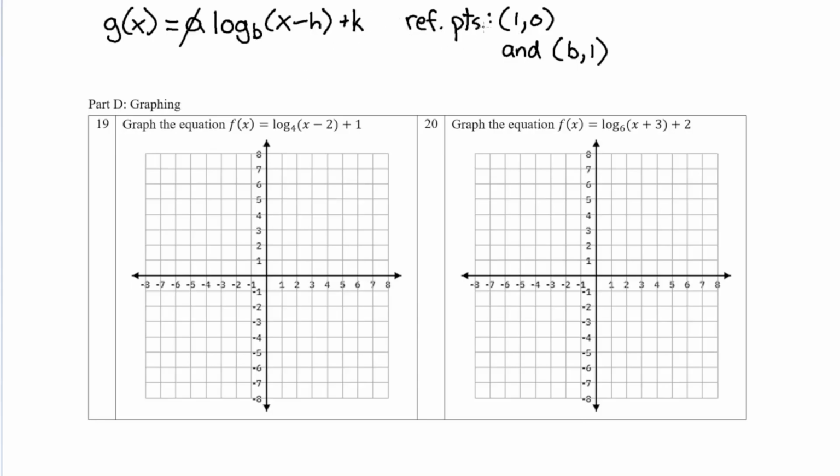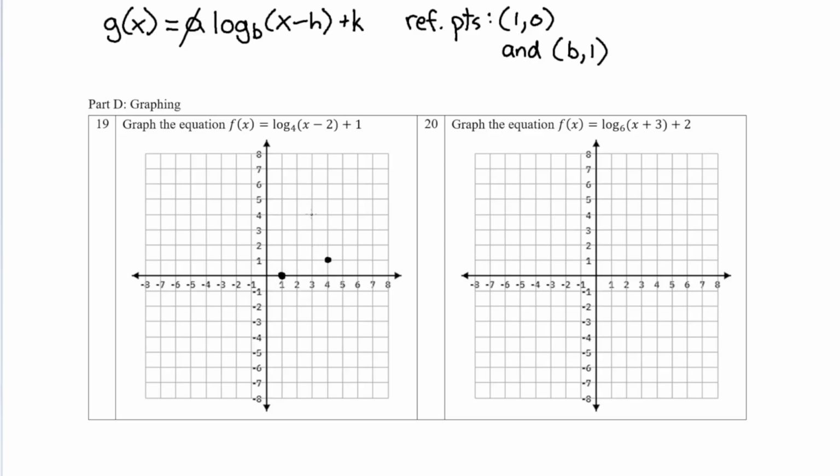And let's look at the reference points. The reference points for any logarithmic function are at (1, 0) and (b, 1), where b is just the base. So when I look at number 19, it's going to have a reference point at (1, 0), and it's going to have a reference point at (4, 1).